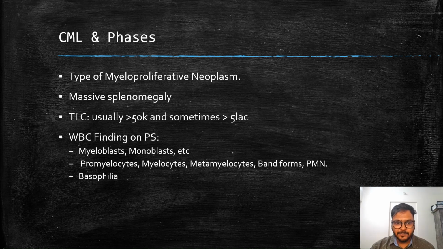The findings on the peripheral smear is you'll see blasts, that is myeloblasts or monoblast or any blast of the myeloid lineage. You'll see left shift as well, that is promyelocyte, myelocyte, metamyelocyte, band forms, neutrophils, and there is basophilia. Please remember there is basophilia in CML but not in leukemoid reaction.